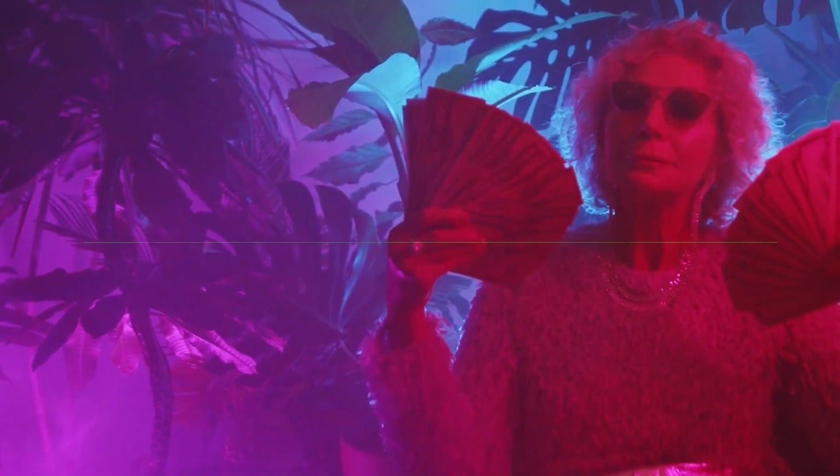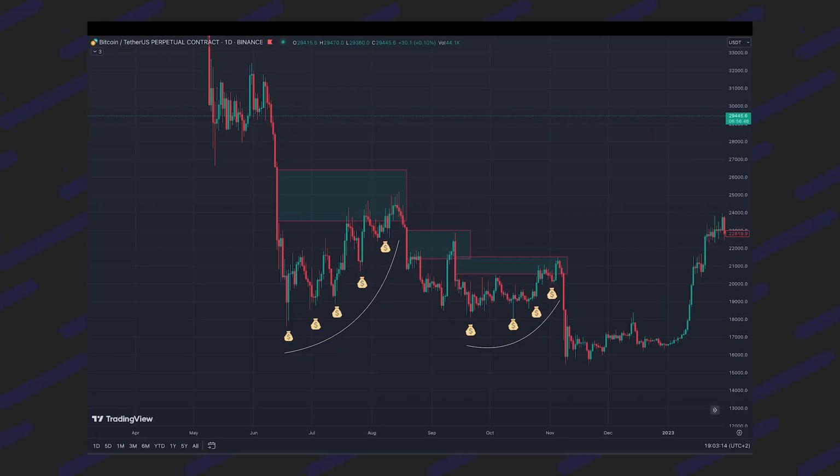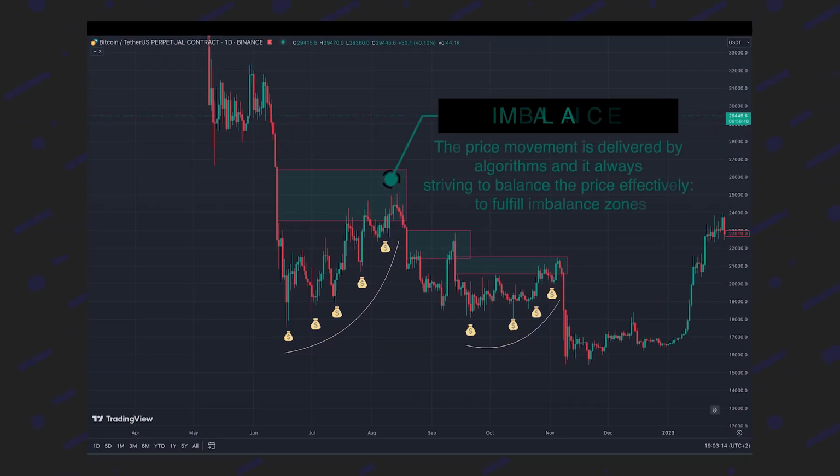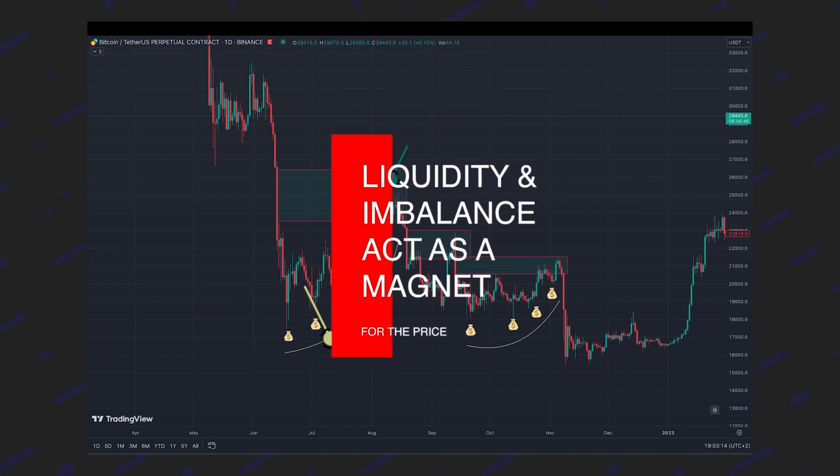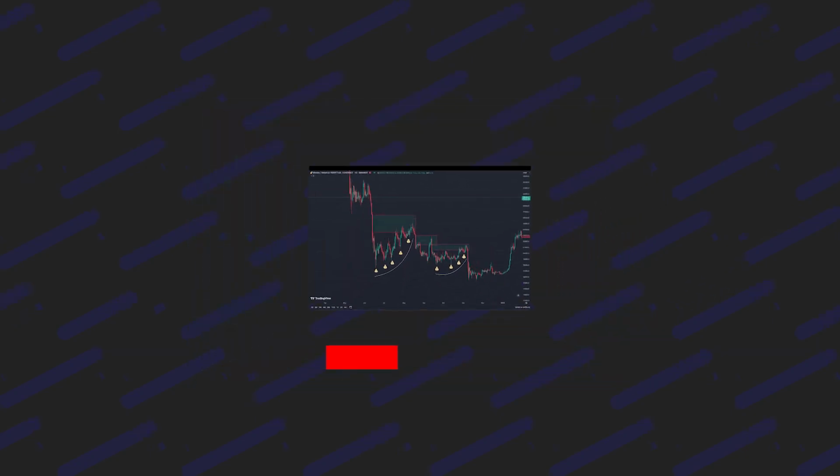As I mentioned before, we need to focus on two things: imbalance. Market algorithms always strive to balance the price effectively. And liquidity. Smart capital needs liquidity to fill its huge orders and to raise stop losses to get this liquidity. These two things act as a magnet for the price.